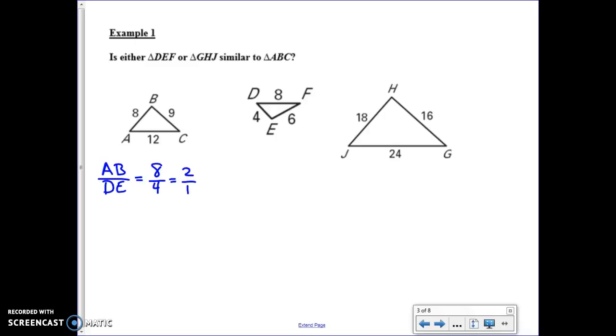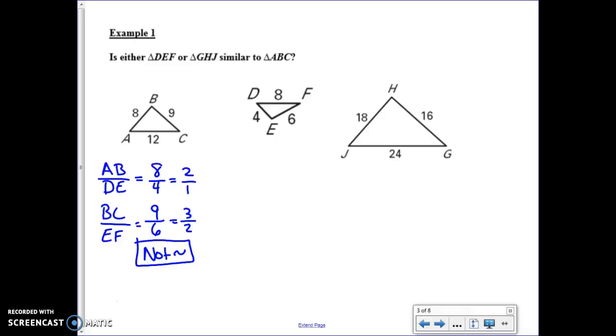Let's try that with another side. So BC is the middle side, and so EF is the middle side. So BC is 9, EF is 6. So 9 over 6 is 3 over 2. Those aren't the same, so already right away I can tell you these are not similar. We don't even have to go any further. If those don't match, we can be done.